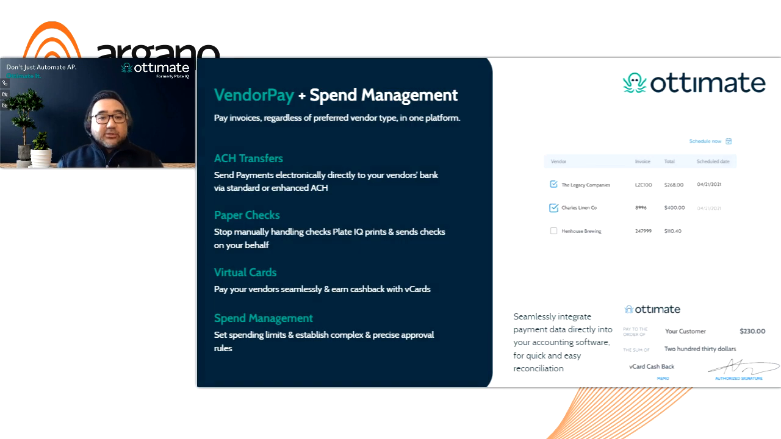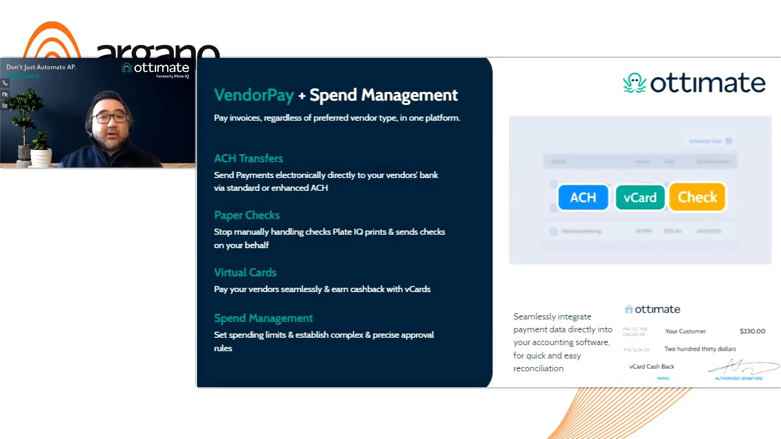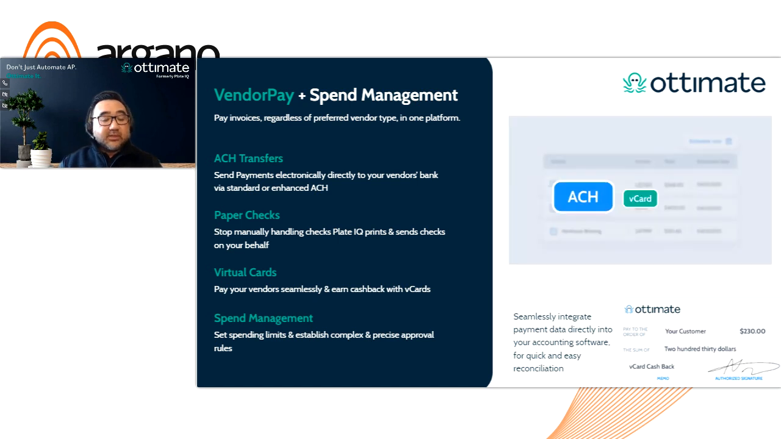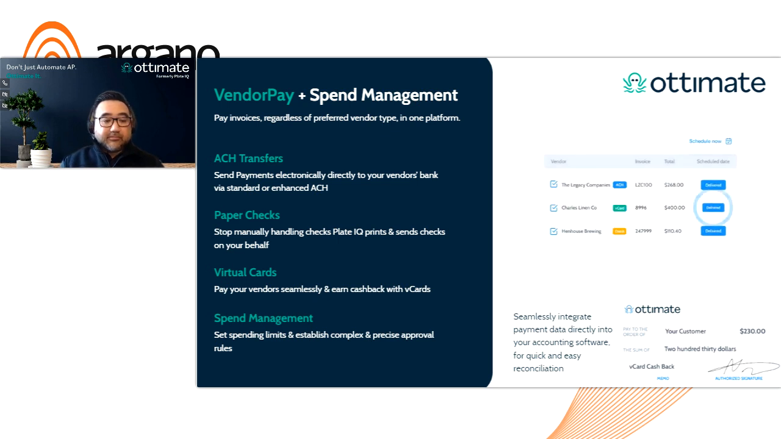Vendor pay and spend are two additional modules you could add on to Automate. So think about if you want to utilize Automate to pay your vendors via ACH, paper check, or virtual credit cards. We have that capability, as well as spend management for expense reporting for internal expenses as well.